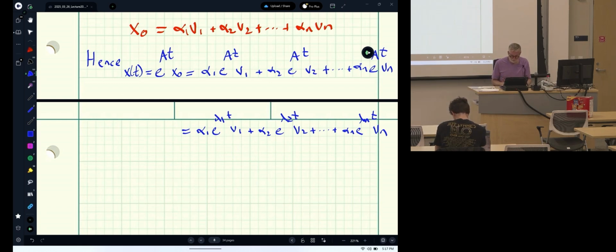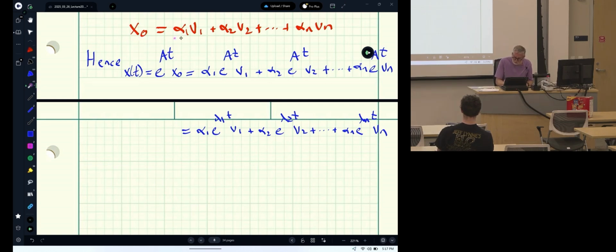Okay, so here's how I think about solutions of linear differential equations. Yes, the answer is e to the At times x0. However, I almost never, ever, ever compute the matrix exponential. I compute the eigenvalues and eigenvectors of A. Why? Because then I know what the solution is. This is a linear algebra problem.